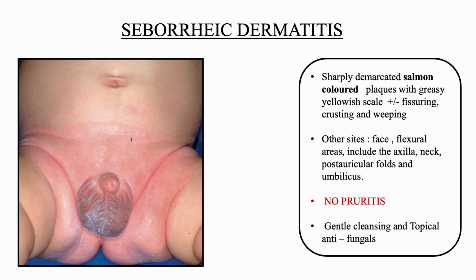Now, seborrheic dermatitis. As we've already learned, it is sharply demarcated salmon-colored plaques with greasy yellowish scale. Crusting and weeping can be present. Other sites involved can be face, flexural areas including axilla, neck, post-auricular folds, and umbilicus. No pruritus will be present. Treatment is gentle cleansing and topical.